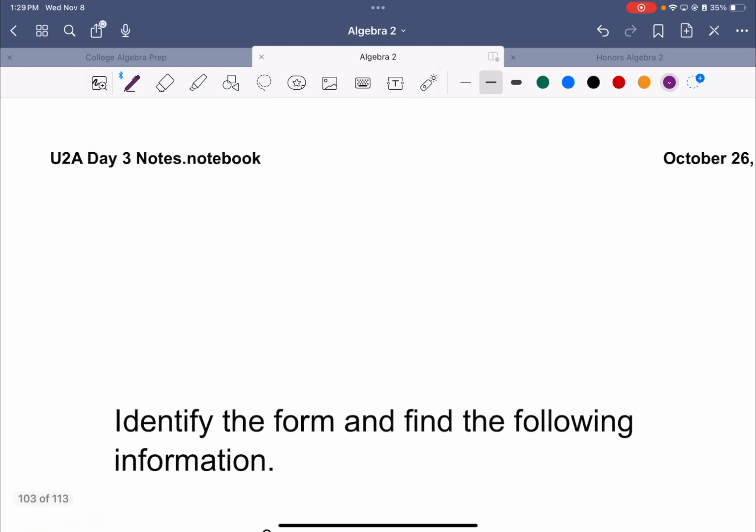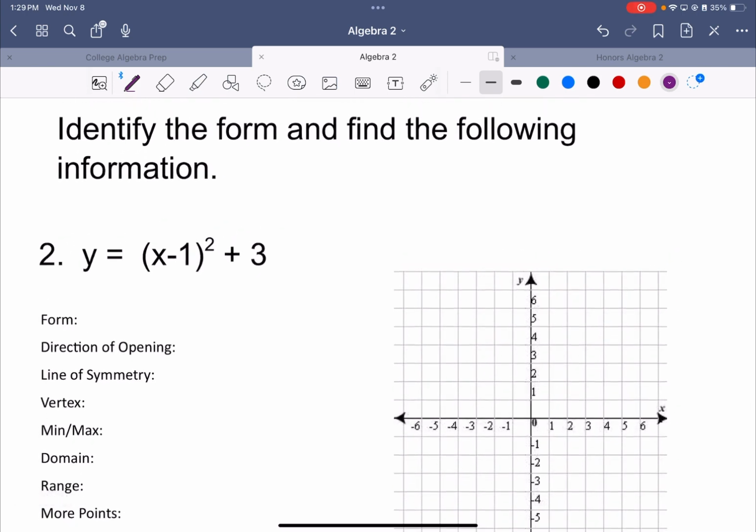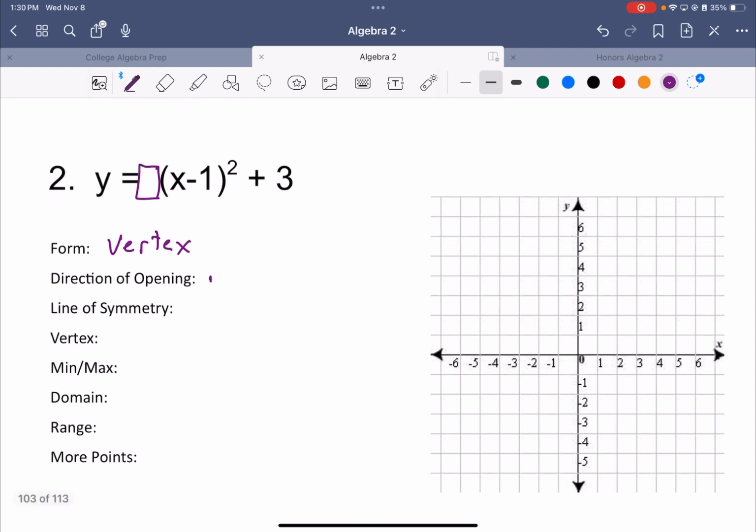Monday, we looked at ones that were in this form. Y is equal to, and then (x minus 1) squared in parentheses plus 3. So if we identify the form, this is vertex form. Direction of opening, up or down? Up. We look at this value that's out in front of there. There's nothing there, so that means it's going to go up. If there was a negative there, it would go down. It goes up.